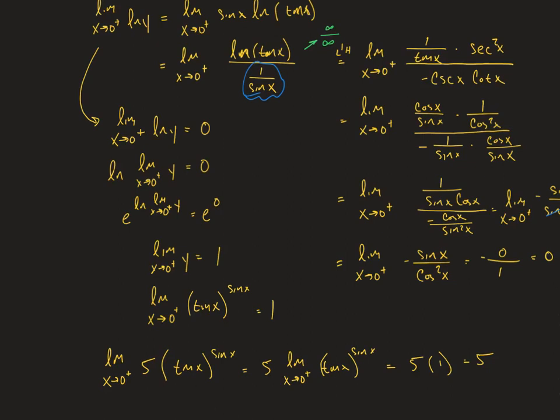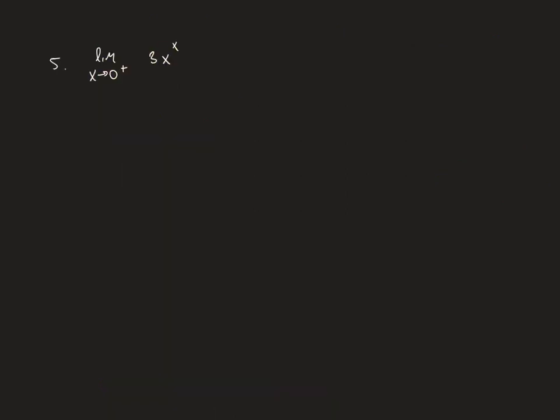Go ahead and solve the last one on your own. I don't think I've got time in the video here to solve the final problem, but you should be able to do that one on your own, and I'll just post the solution here. So the limit as x approaches 0 from the right of 3 to the x power, when you go through this whole process, you should end up with 3 being your final answer.